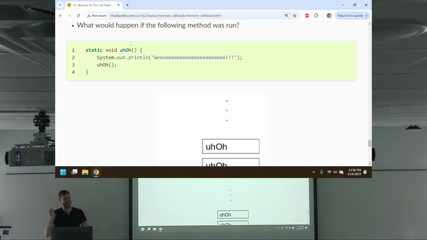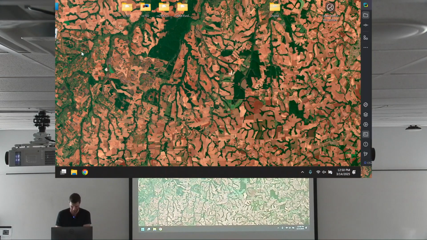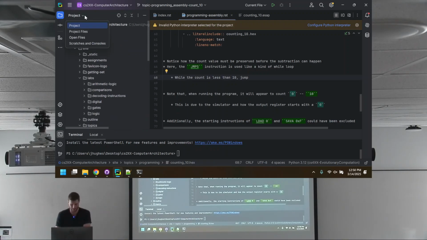So do you think Java's going to be happy or unhappy with something like this? It's going to be thrilled. It's exceptionally thrilled. That's a good word. So no, that's a Stack Overflow.